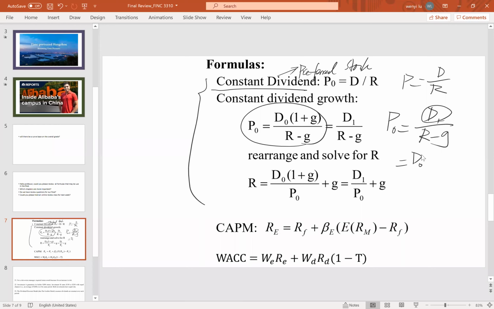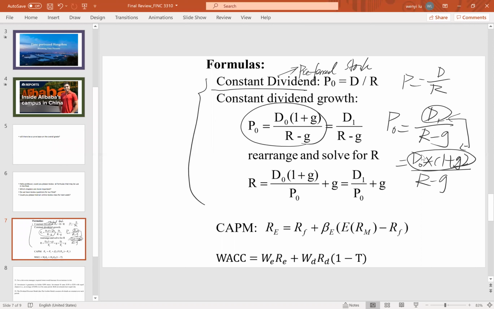So D0 must take another step: times 1 plus G. If you use D0 times 1 plus G, basically you solve the dividend for the next period. So please make sure you read the question in detail, to capture the keywords and some details, which will determine which formula you apply.